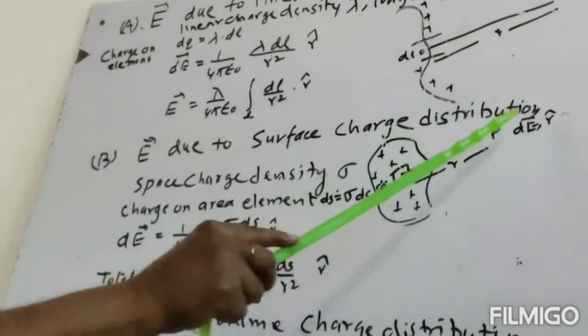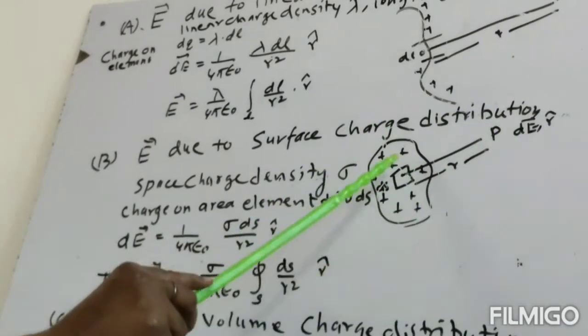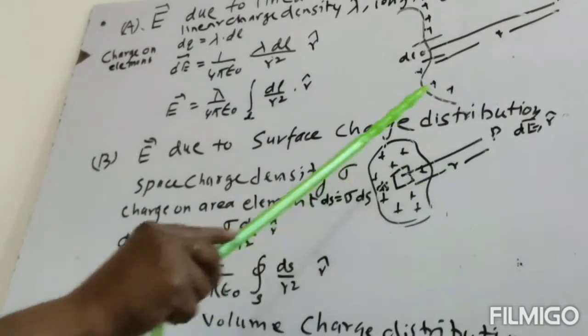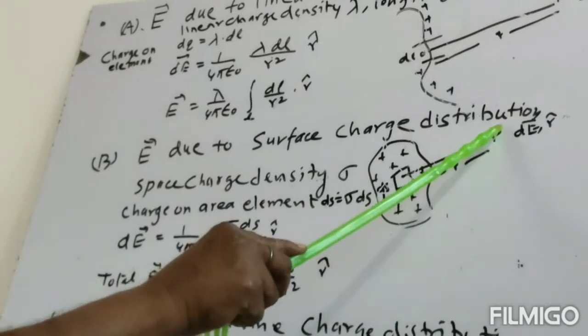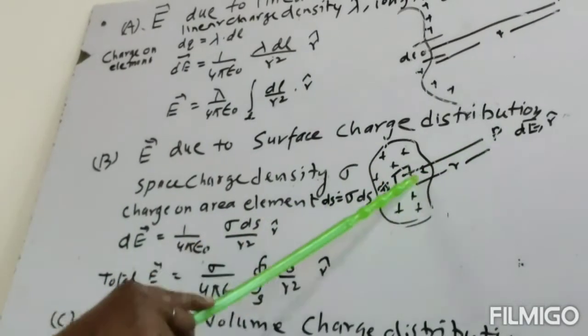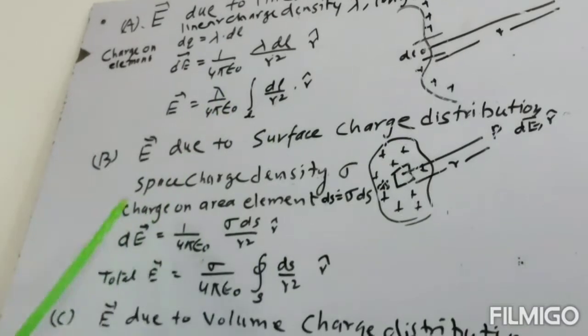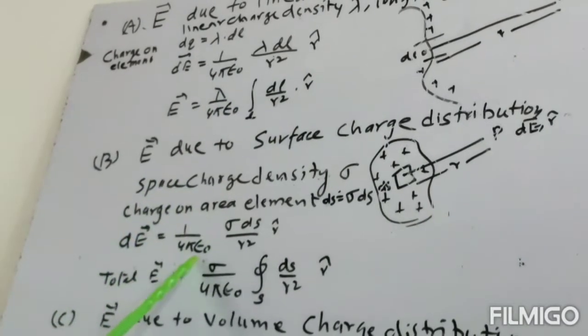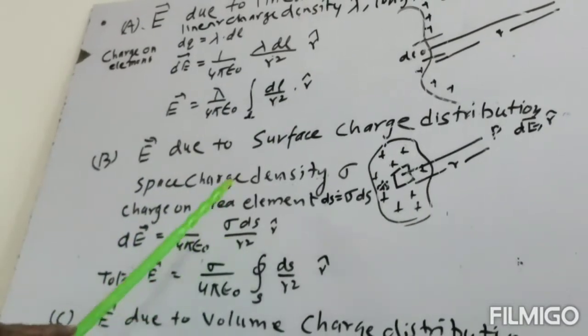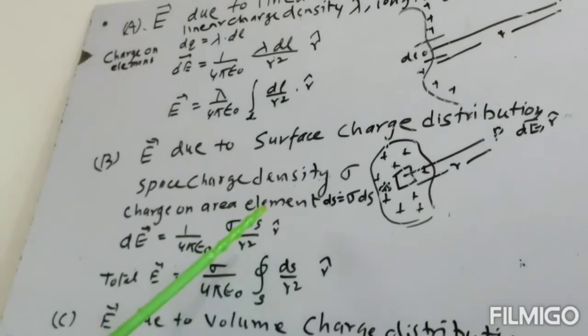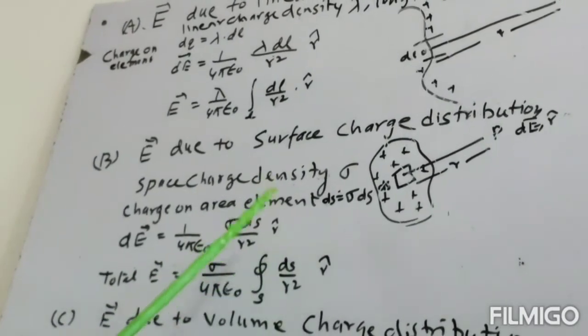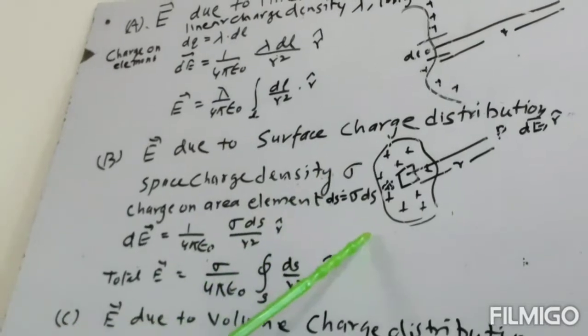Now we want to find the electrical field at point P, which is at a distance r from this area. Then the electrical field due to this small element, dE vector, will be equal to 1 by 4 pi epsilon 0 sigma into dS by r square into r cap, using Coulomb's law.